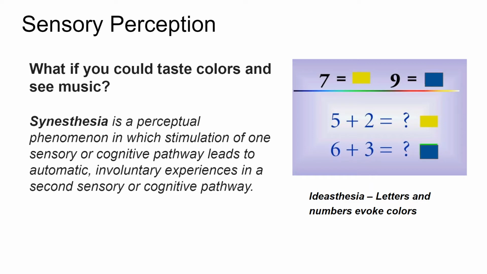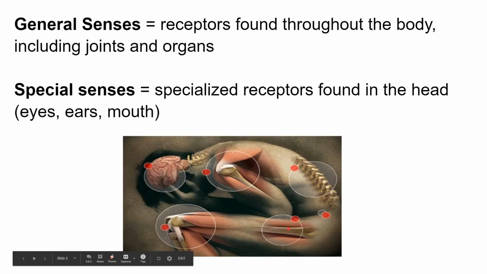So the sensory pathways kind of get crossed, and it leads to a non-typical feeling or perception of reality. The two main types of senses are general senses and special senses. General senses are those receptors found throughout your body, including your joints and your organs. Special senses are the specialized receptors found in your head: your eyes, ears, and mouth.